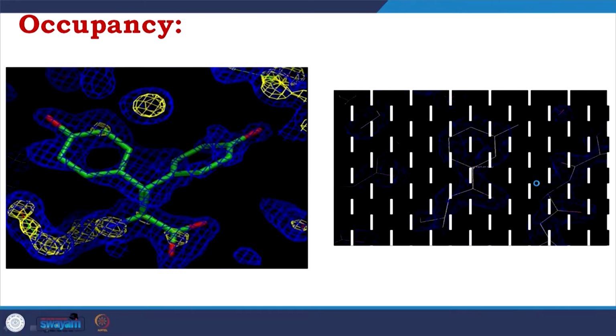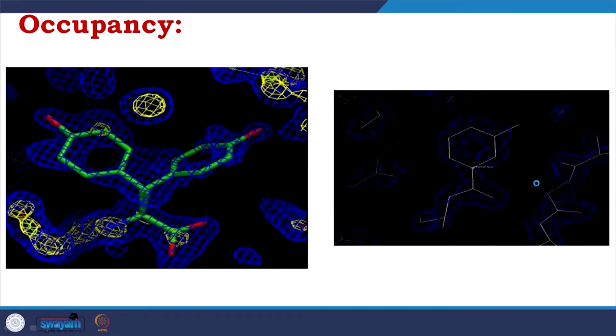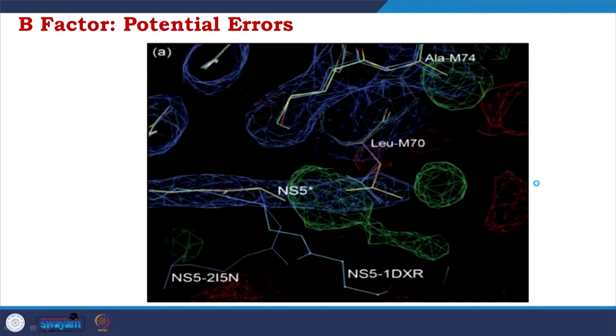See, two conformations showing occupancy. Here you will see one is having 0.5, one is having 0.5, or alternating. Here also you see the difference in the positions they occupy. And also you could identify potential errors here, and you click and check the occupancies, you could correct the maps.